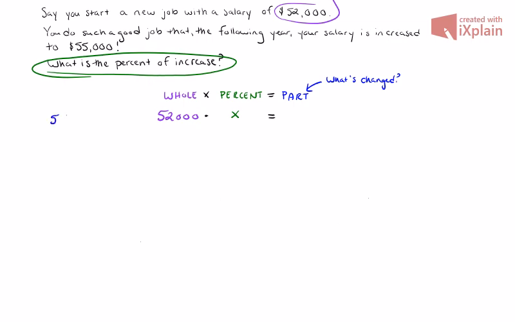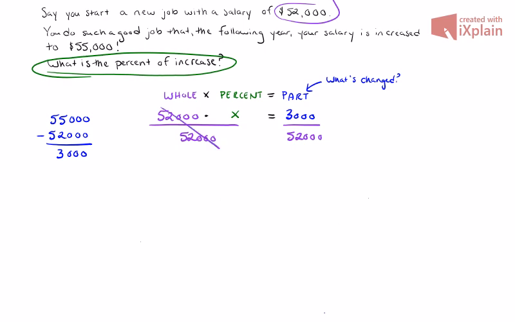If you think about it, the following year you landed at a salary of $55,000. You started with a salary of $52,000. So the difference is that you experienced a change of $3,000. From here, we've filled in everything that we need. We can go ahead and attack this problem. We want to get x alone, so we want to undo that multiplication. To undo multiplication, we're going to divide both sides by 52,000.